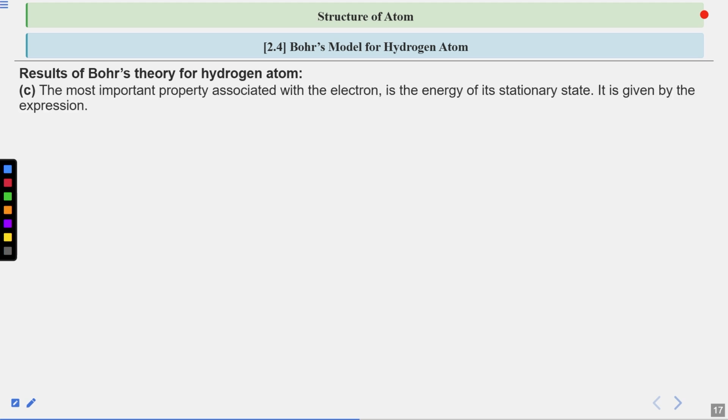Then the third point, each orbit will have its energy. So that will be given by the formula En is equal to minus RH 1 by n square, where n is again the same quantum number. So if you want to calculate the energy of a given state, then simply put in the value of that state and take this RH, that same RH that we have seen here. But here you will take that RH in terms of energy, minus 2.18 into 10 to the power minus 18, that value, not the wave number value.